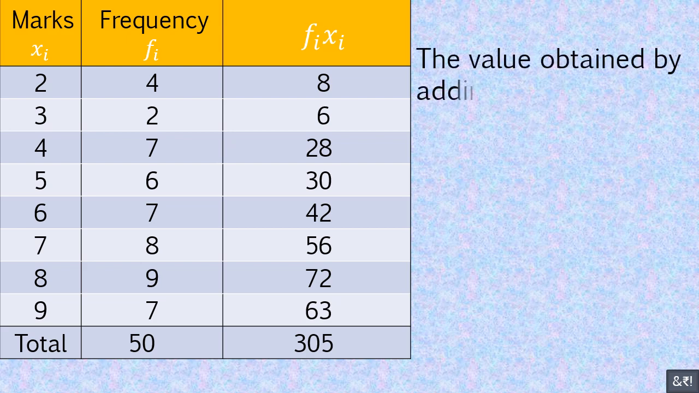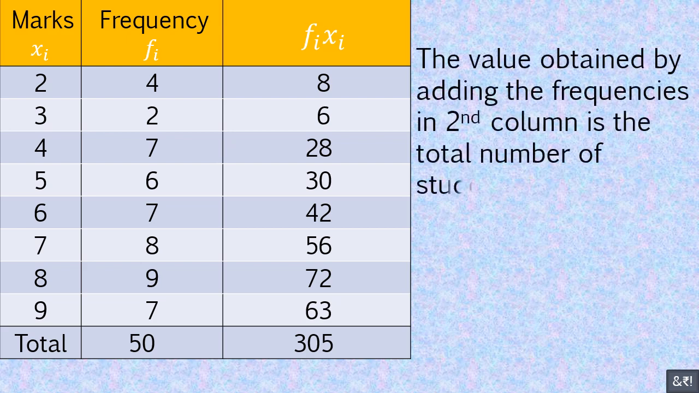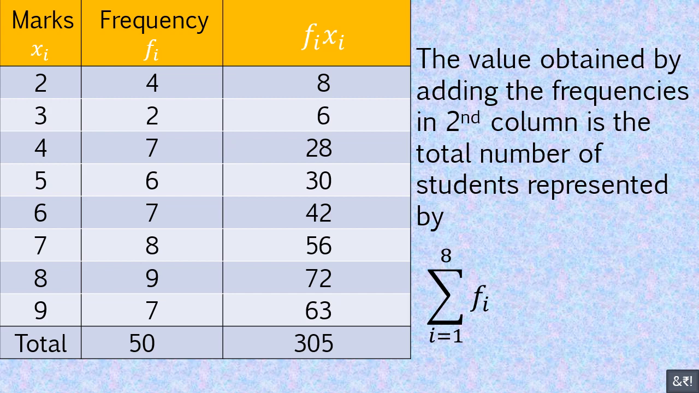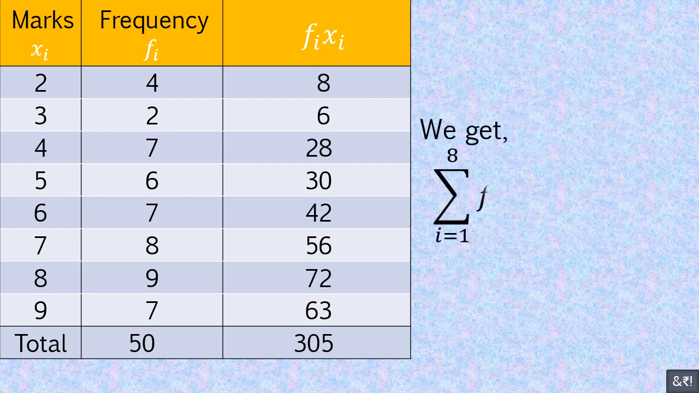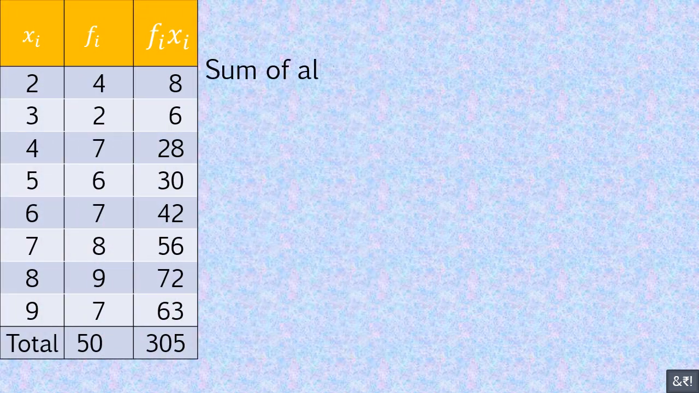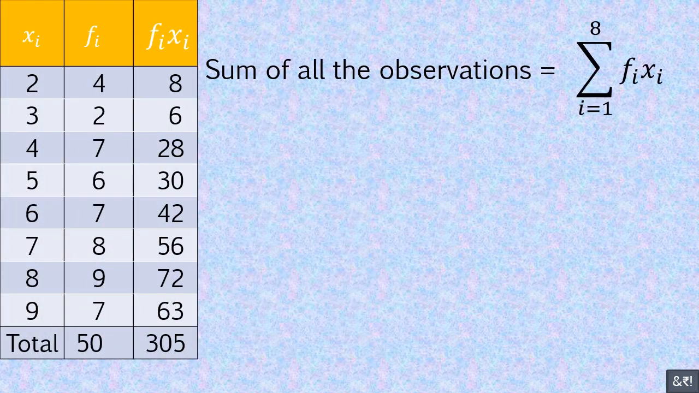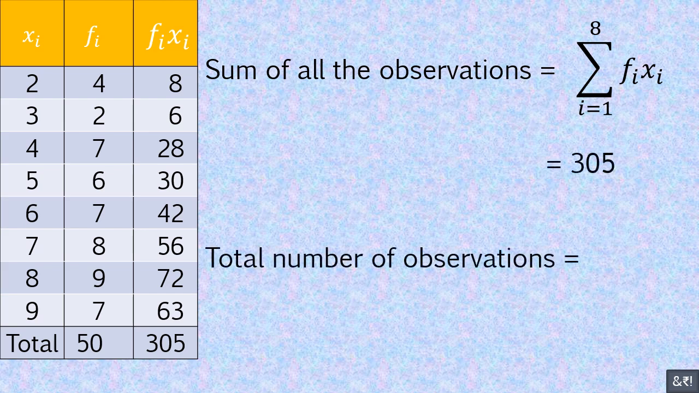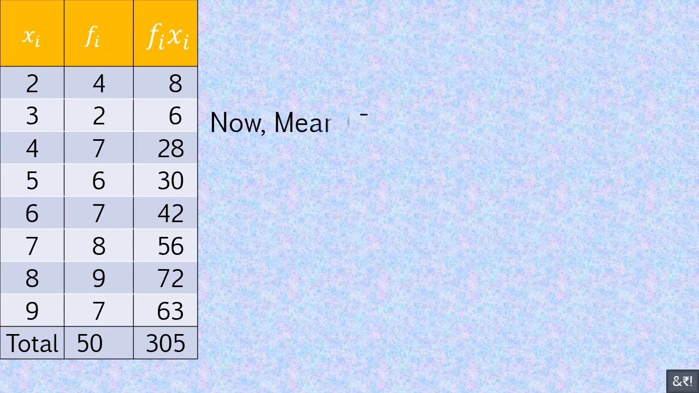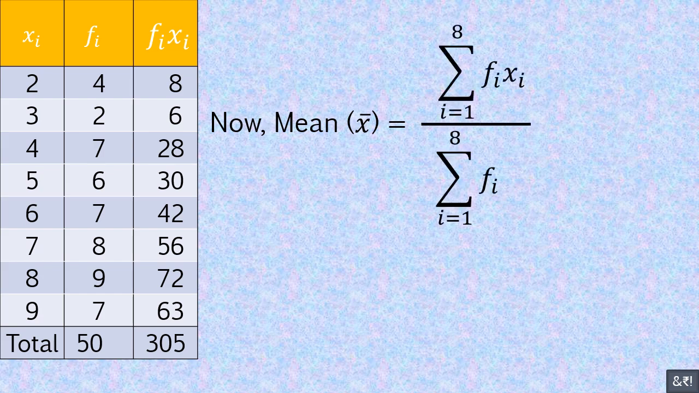The value obtained by adding the frequencies in the second column is the total number of students, represented by the sum of fi as i varies from 1 to 8. We get the sum of fi as i varies from 1 to 8 equals 50. Sum of all the observations equals the sum of fi xi equals 305. Total number of observations equals the sum of fi equals 50. Now, mean x bar equals the sum of fi xi divided by the sum of fi, equals 305 divided by 50.